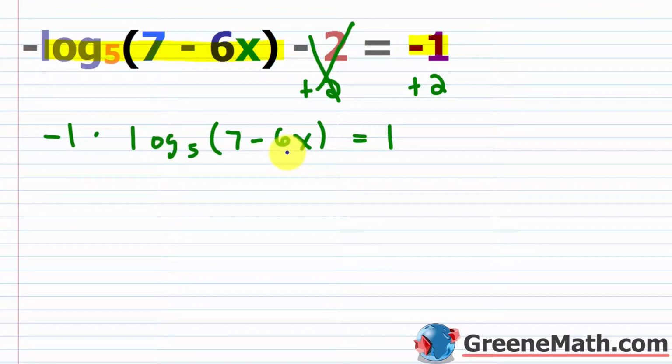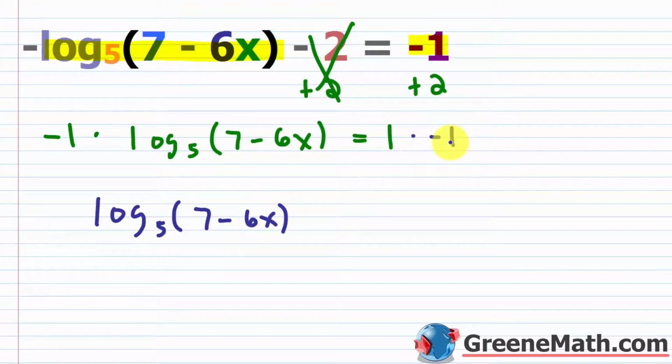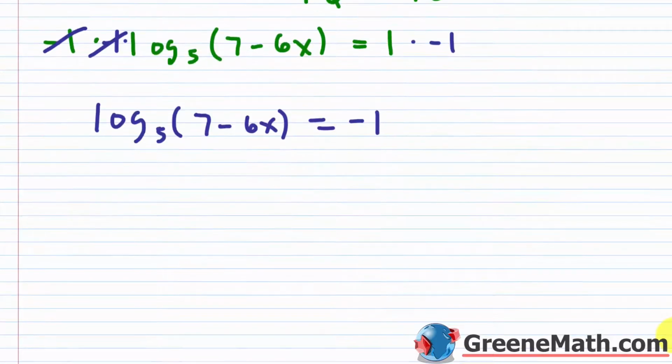I can either divide both sides by -1 or multiply both sides by -1. It doesn't really matter. If I multiply the left side by -1, I would just clear that. It would just become 1. So I would have log base 5 of 7 minus 6x. And over here, if I multiply this side by -1, these two would cancel and just give me 1. And over here, 1 times -1 is -1.